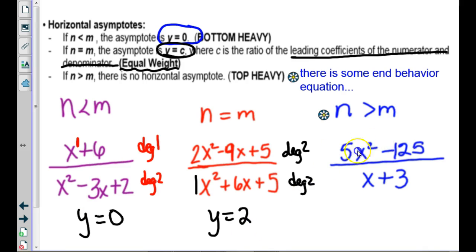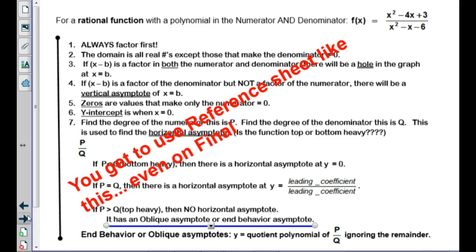All right, degree of the top over here, guys. Degree 2. Degree of the bottom, degree 1. This is called top heavy. Degree of the top is greater. The issue is, in Algebra 2, when it was top heavy, you got to just say there was no horizontal asymptote and be done. In pre-calc, you're going to have to find an end behavior equation. And to do that, we're going to talk about this down here at the bottom.